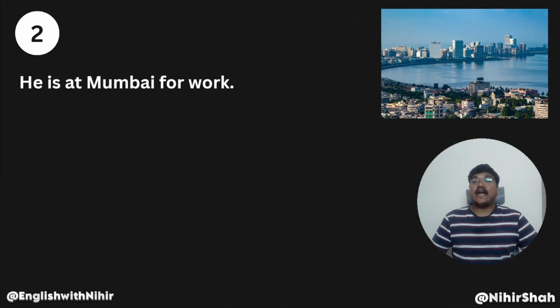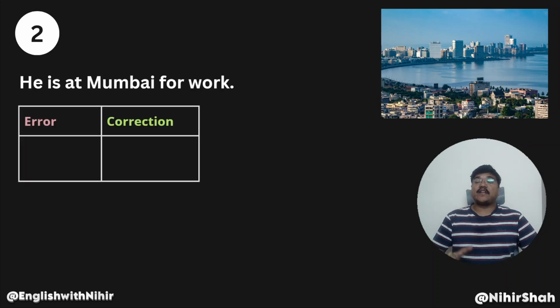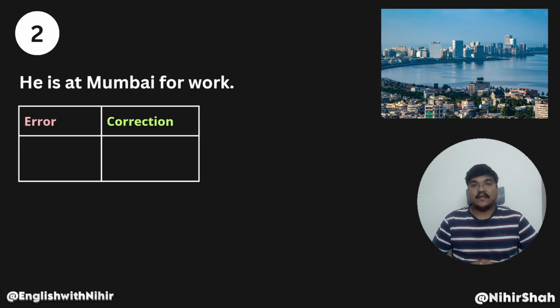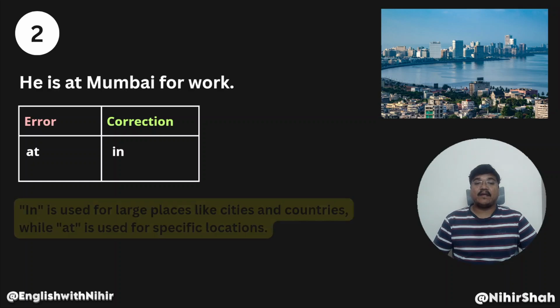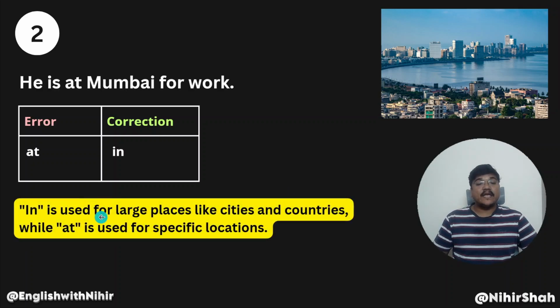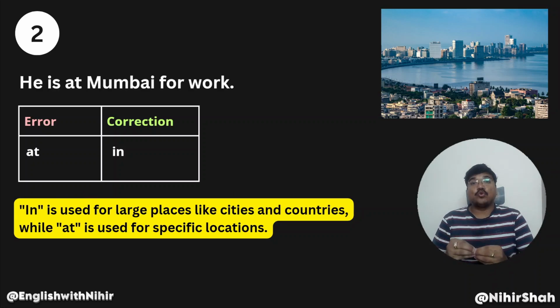Let's look into the next mistake. He is at Mumbai for work. Can you find the error and correct it? Think about it. Here, the error is at and the correction required is in. Why? Because in is used for large places like cities and countries, while at is used for specific locations.